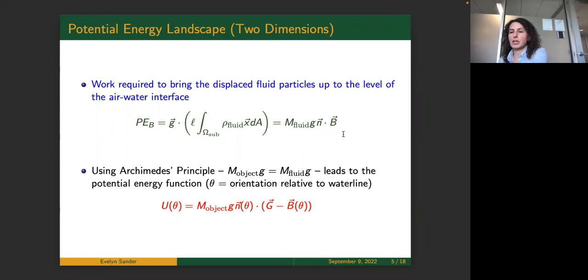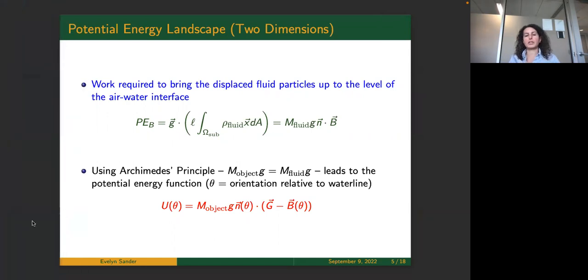So this is basically the amount of work that would be necessary in order to take all of the water below the waterline and place it up to the top. Another way of saying that is basically moving the object in such a way that the center of buoyancy lies on the waterline. And the dot product is simply because we don't care about anything but how far up it takes. You don't have to worry about anything else, so this dot product just says the component in that direction.